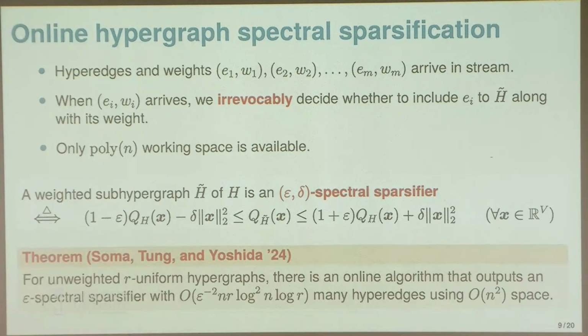And this is some kind of specialization. If the input stream consists of unweighted r-uniform hypergraphs, then we get this bound. So you can ignore the log part. But basically, n many hyperedges. We know that we can do it with n many hyperedges, but here we have an extra factor of r. But yeah, that's what we got.